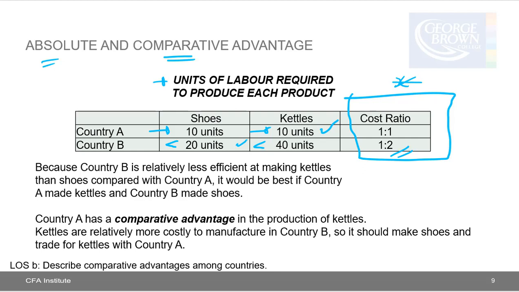Similarly, the opportunity cost of making a pair of shoes is 1 kettle in country A and half a kettle in country B. Thus, country B has a comparative advantage in producing shoes compared with country A.